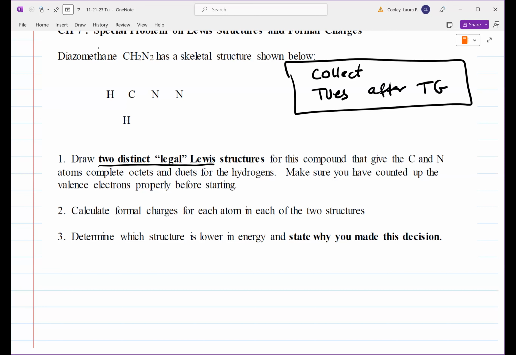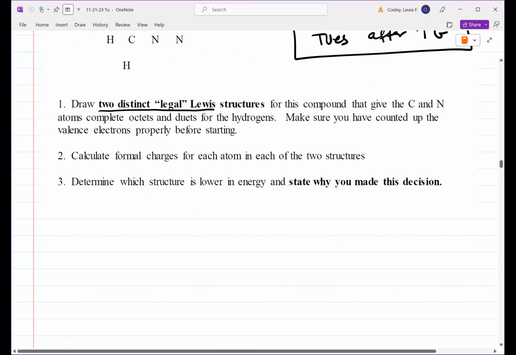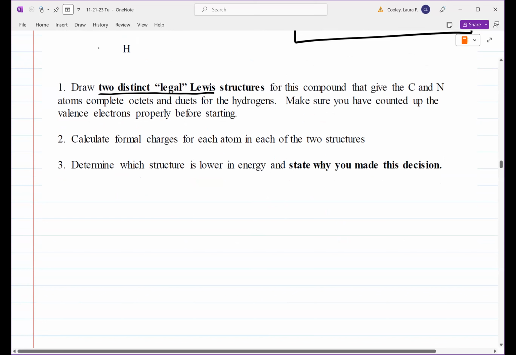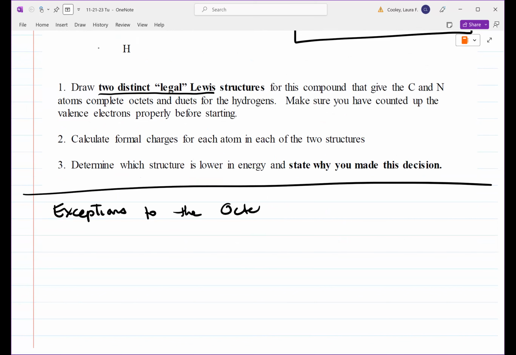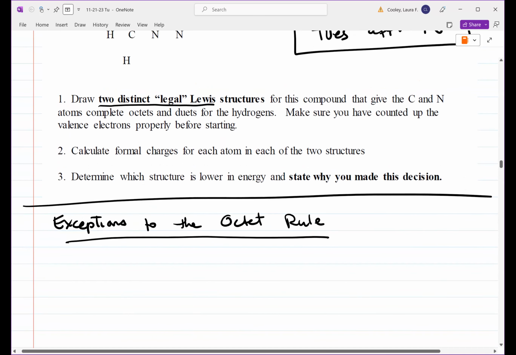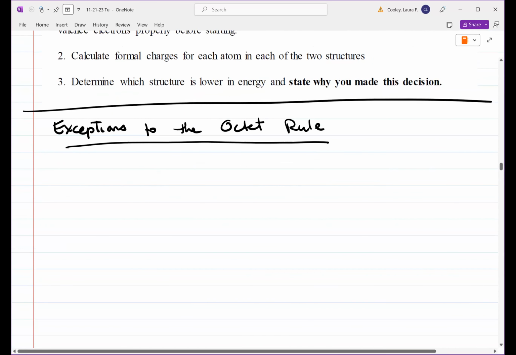Okay. Now there's just a couple more things I have to tell you about Lewis structures before I move on to the next topic. And these are what we call exceptions to the octet rule. One of them is not very important and is only important for one atom in the periodic table. And the other one is actually a pretty big deal, but we don't do too much with it in this class. So exceptions to the octet rule.